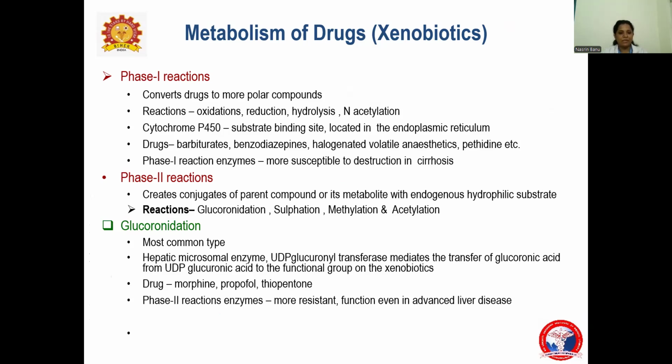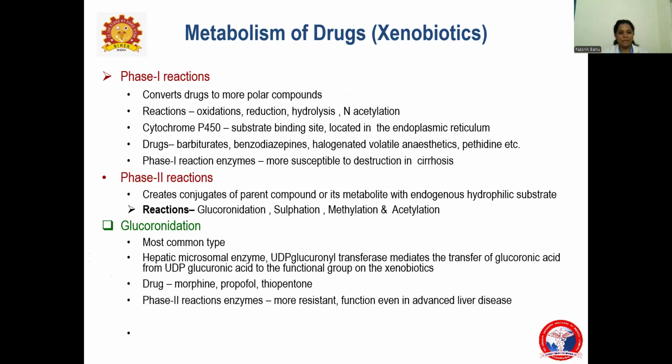Phase 1 reaction enzymes are more susceptible to destruction in cirrhosis. Phase 2 reactions create conjugates of the parent compound or its metabolite with endogenous hydrophilic substrate. The reactions included in phase 2 are glucuronidation, sulfation, methylation, and acetylation. The major one is glucuronidation, which is the most common type.